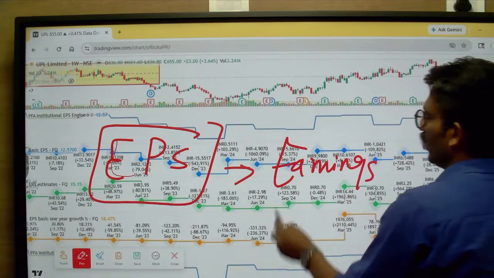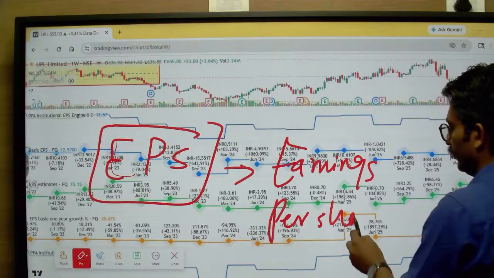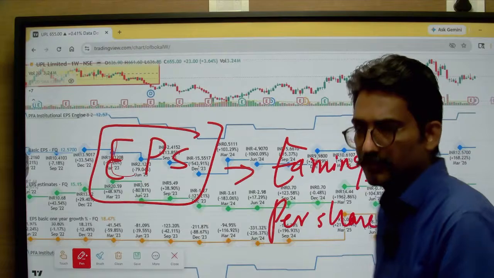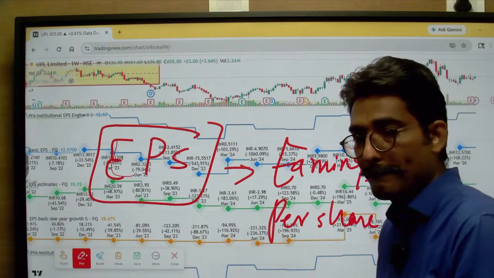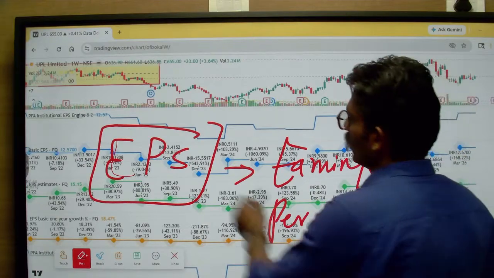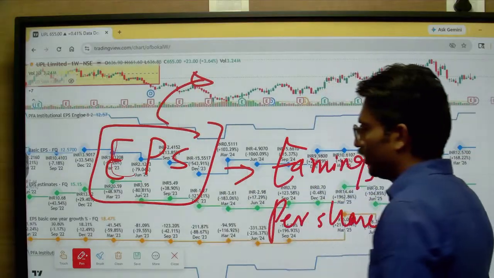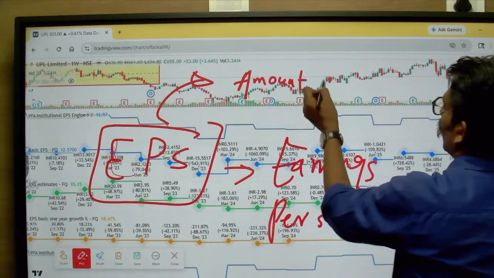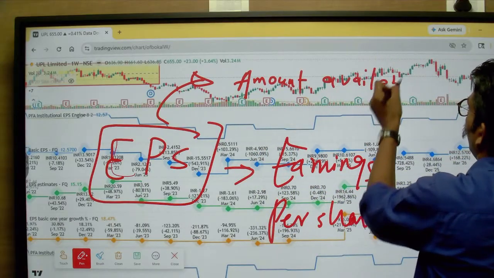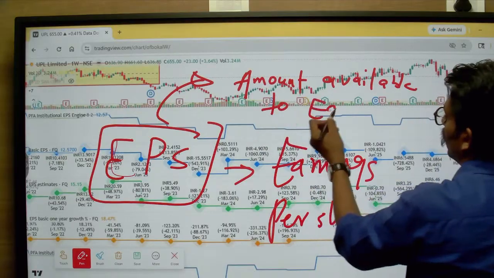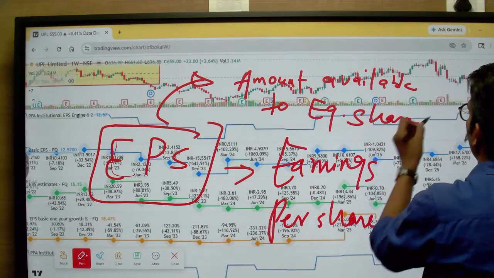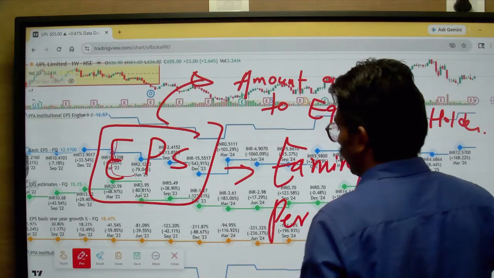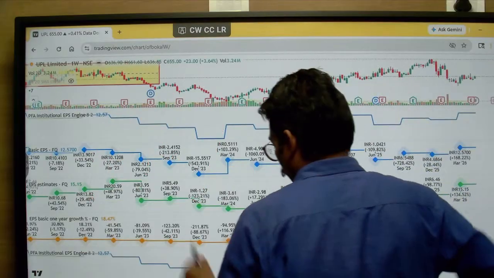So how do you calculate earnings per share? Can someone tell me? How do you calculate earnings per share? Amount available to equity shareholders. That's absolutely correct. Equity shareholders. Okay. And what is the amount available to them? This is nothing but your PAT.